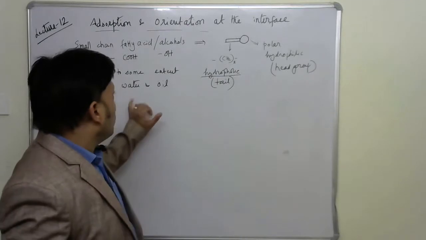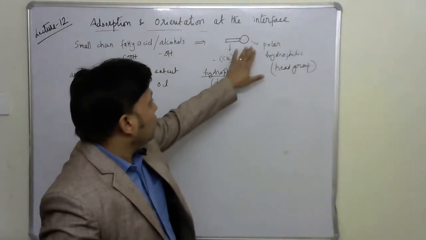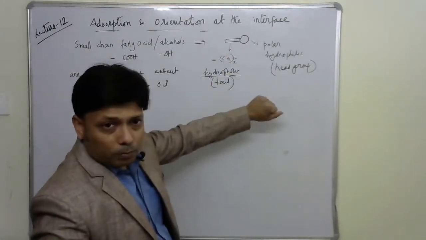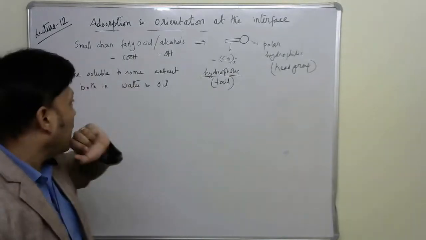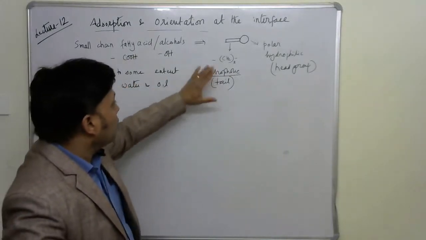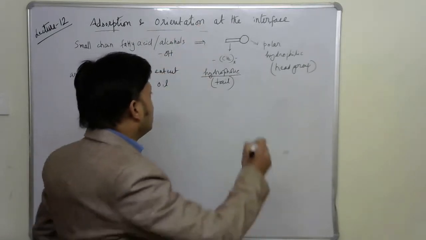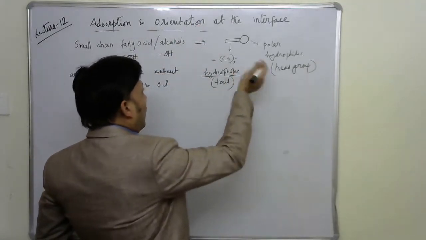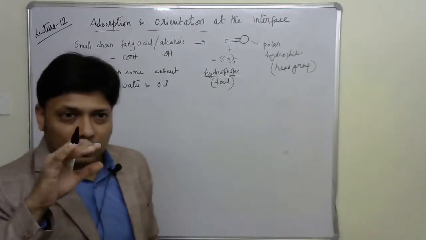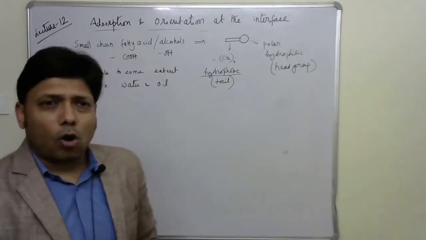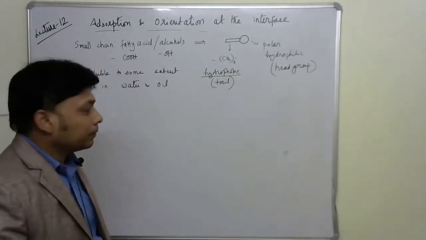So it goes into water due to its favorable hydrophilic interaction between the polar head group and the water molecules, and it also goes into oil because of the favorable interaction between the hydrophobic tail and the hydrocarbon molecules of the oil.